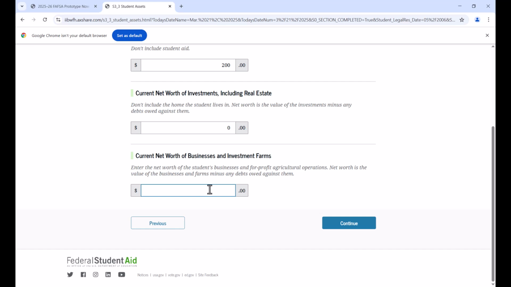And then the next question is net worth of businesses and investment farms. So this is if a student has a business of their own in their name and they make any type of profit, they will need to put that amount there. Just note that net worth is the value of the business and farms minus any debts owed against them. So if they have any equipment or anything of that nature that they are currently paying on, they need to subtract that from the amount that they earn. But again, we're going to put 0 for this demonstration purpose and continue on.